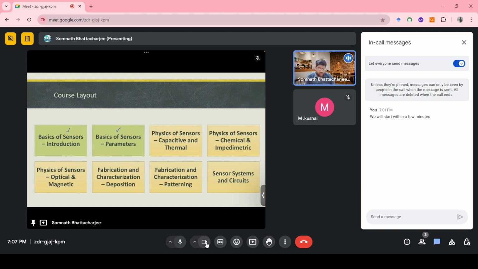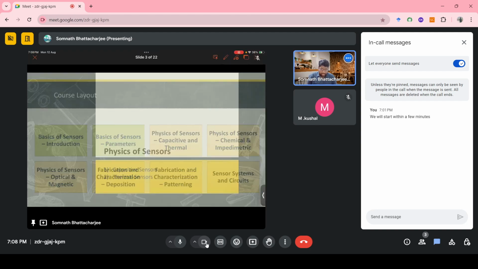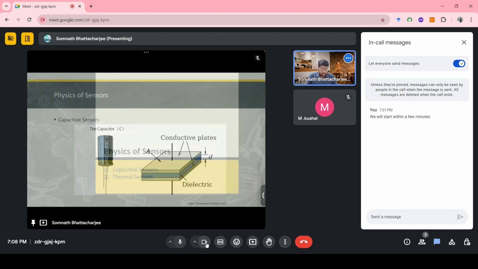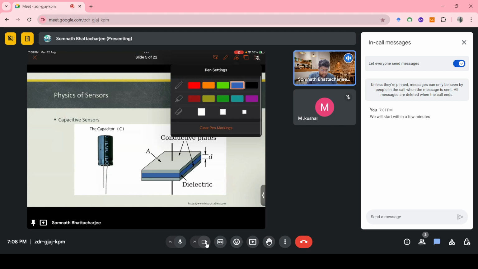So this week we'll learn about the physics of the sensors. Already we have classified the sensors in various parts, based on the principles like capacitive or resistive or impedimetric or something like that. But we'll delve deeper into the capacitive and the thermal sensors in this domain. So this is this week's layout. This module is known as the physics of sensors, where we will learn about the capacitive sensors and the thermal sensors. So let me start with this.